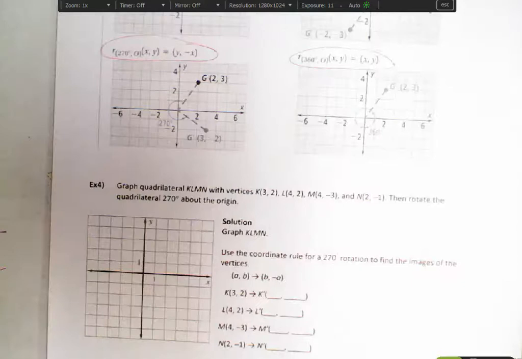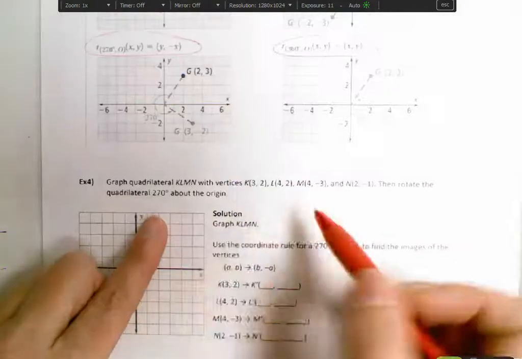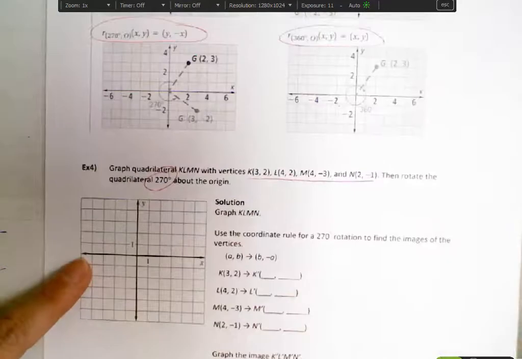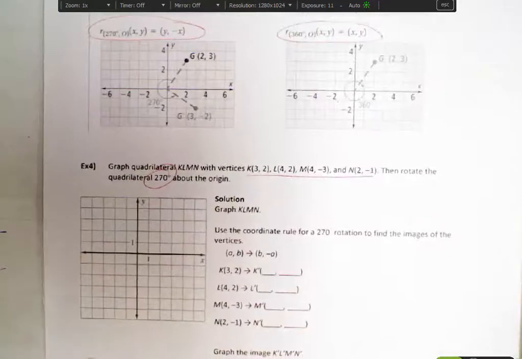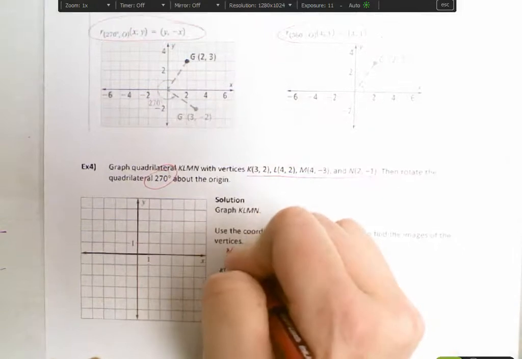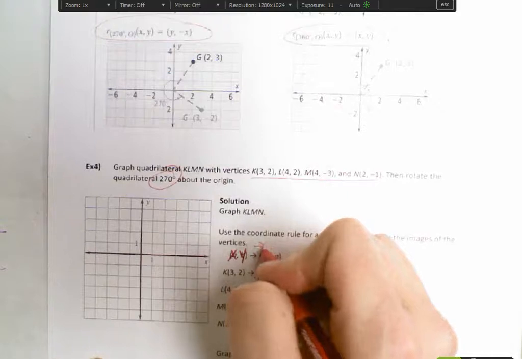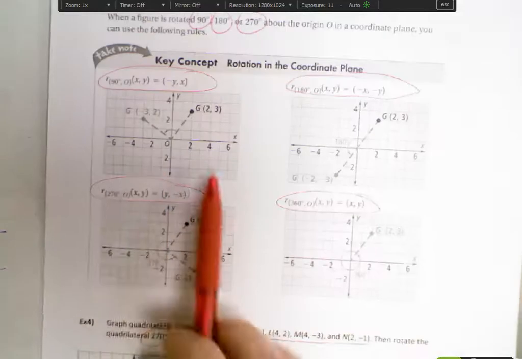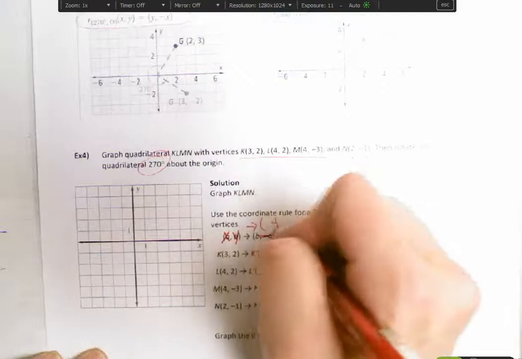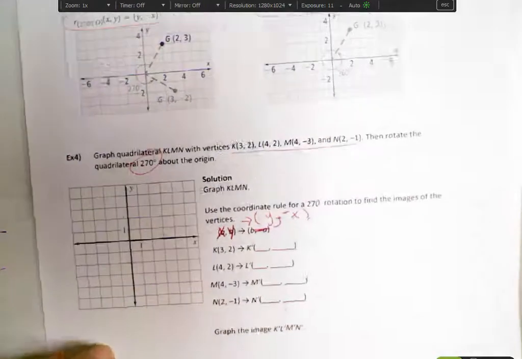So let's try one of these. It says graph quadrilateral KLMN. Here are my vertices. Then rotate it 270. Well, 270 is a mapping. I'm going to change these to X and Y. (x, y) goes to, if we look at our 270 up here, (y, negative x). Okay, so that's my new mapping.